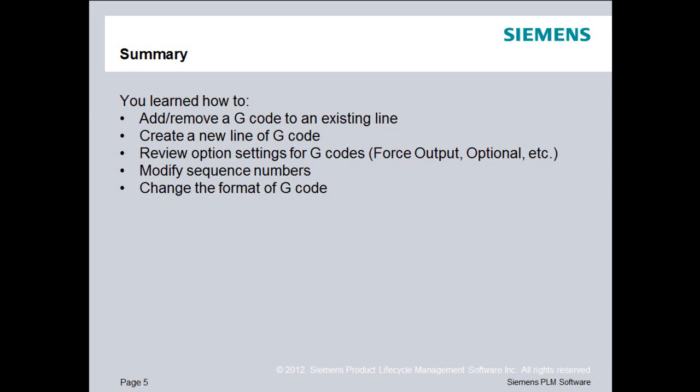To review, you learned how to add or remove a G-code from an existing line. You learned how to create a new line of G-code or a new block. We looked at some of the option settings for G-codes. We also modified sequence numbers and changed the format of some G-codes.